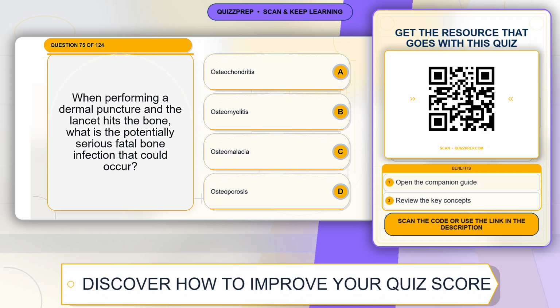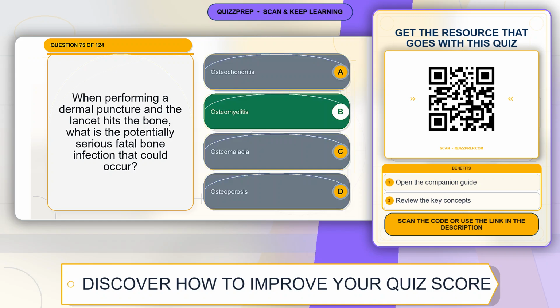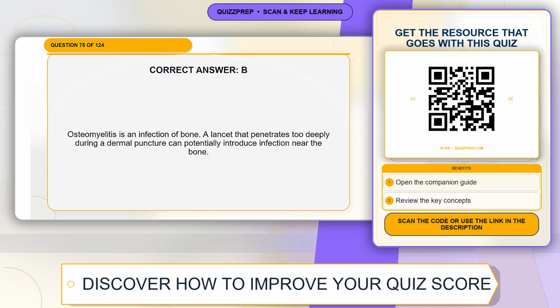Question 75. When performing a dermal puncture and the lancet hits the bone, what is the potentially serious fatal bone infection that could occur? Option A, osteochondritis. Option B, osteomyelitis. Option C, osteomalacia. Option D, osteoporosis. The correct answer is option B, osteomyelitis. Explanation. Osteomyelitis is an infection of bone. A lancet that penetrates too deeply during a dermal puncture can potentially introduce infection near the bone.